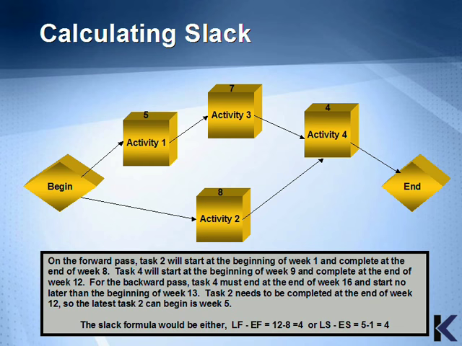For the backward pass, Task 4 must end at the end of Week 16 and start no later than the beginning of Week 13. Task 2 then needs to be completed at the end of Week 12, so the latest that Task 2 can begin is Week 5. Remember the slack formula. It's either late finish minus early finish, or late start minus early start. Either of them equals 4. Thus, this path in the schedule network diagram has a slack of 4 weeks.